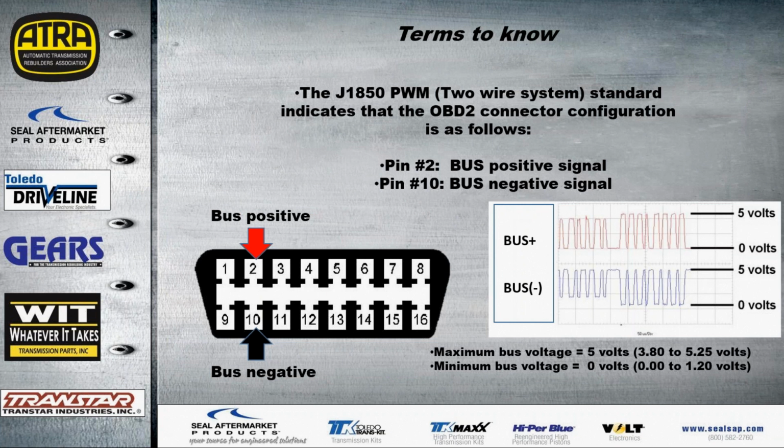Now, on the J1850 pulse width modulated system, we have a 2-wire standard, and basically we're going to have a bus positive and a bus negative as indicated on the connector below. Bus positive is going to be pin 2, while bus negative is pin 10. It's going to have a 0 to 5 volt range, and the graph that we would expect to see when using an oscilloscope or graphing voltmeter would resemble the one on the lower right. Again, verifying proper signal might be necessary.